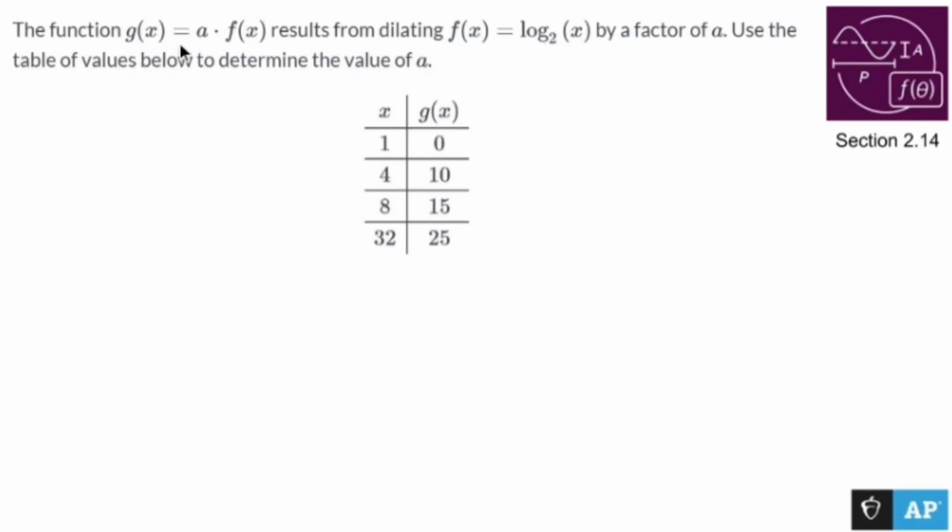The function g of x equals a times f of x results from dilating f of x equals log base 2 of x by a factor of a. All right, so g of x is just a times f of x, and f of x is that. Why don't I just write that out? Why do I have to complicate things? g of x is going to equal a times log base 2 of x.